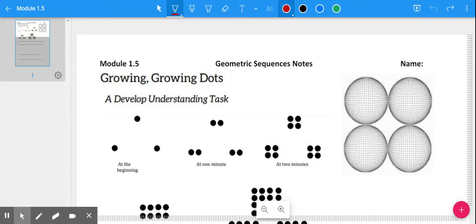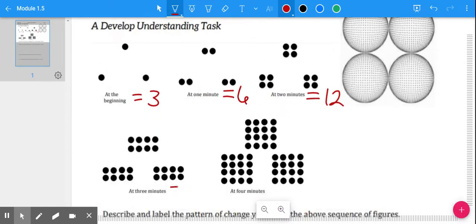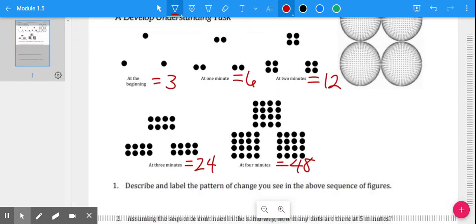So if we look at this pattern, there's 3 dots at the beginning. At 1 minute, there's 6. At 2 minutes, there's 12. At 3 minutes, there's 24. At 4 minutes, there's 48. And it says, describe and label the pattern you see in the above sequence of figures.